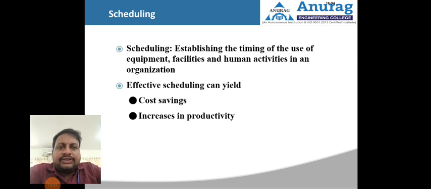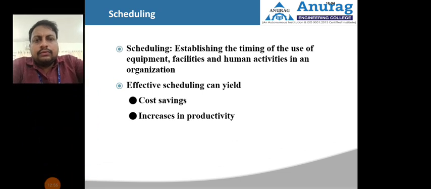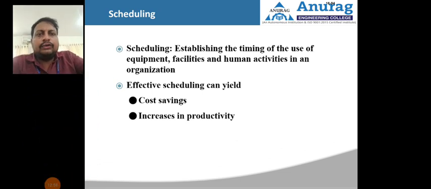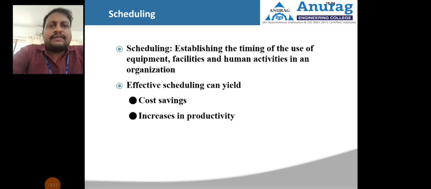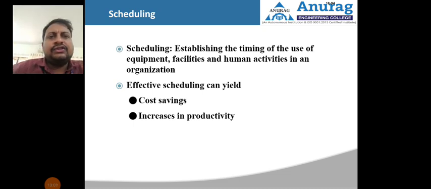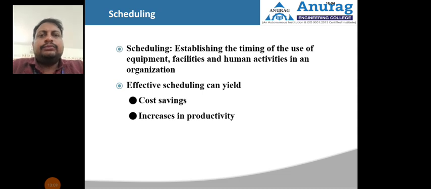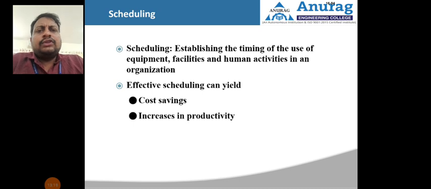So we'll see the objectives of scheduling. The objective of scheduling is the maximum utilization of all the resources. We have seen that scheduling is a timetable in production planning, a timetable of the production. Like our classroom schedule, how much time will be taken for each subject, similarly in scheduling, how much time will be given to each operation.